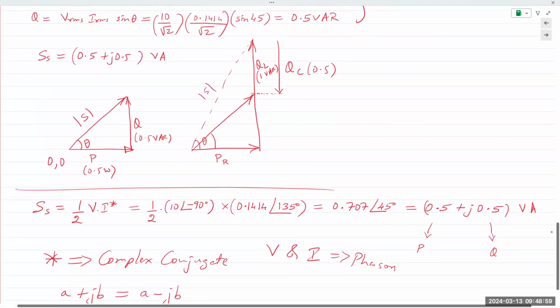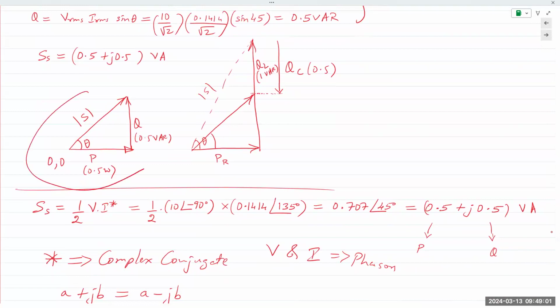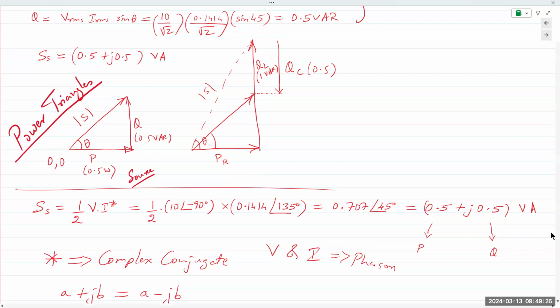If you plot this, this is the power triangle for the source. Okay, power triangle for the source. These are the power triangles. This is for the source. Well, this is also for the source, actually. This is just an explanation of what happens.